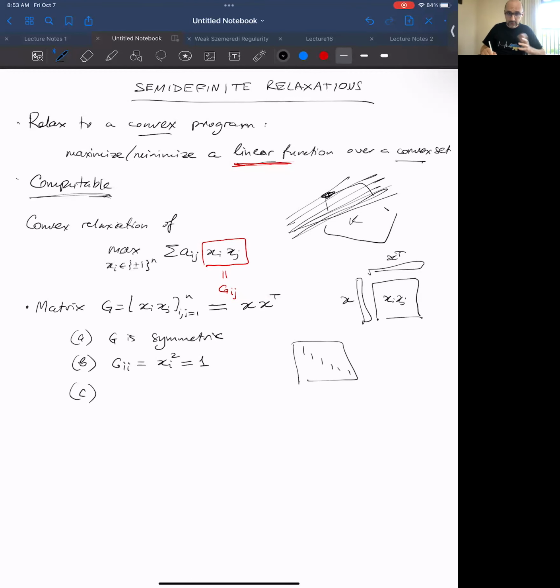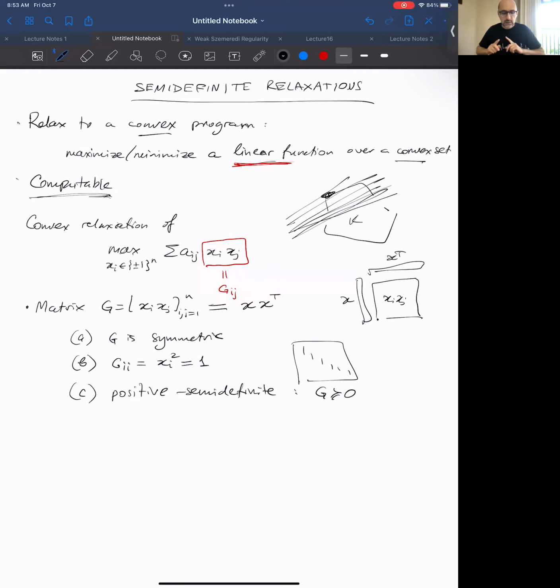Third is most interesting. It's positive semi-definite, which we will denote like this, curved greater than 0.